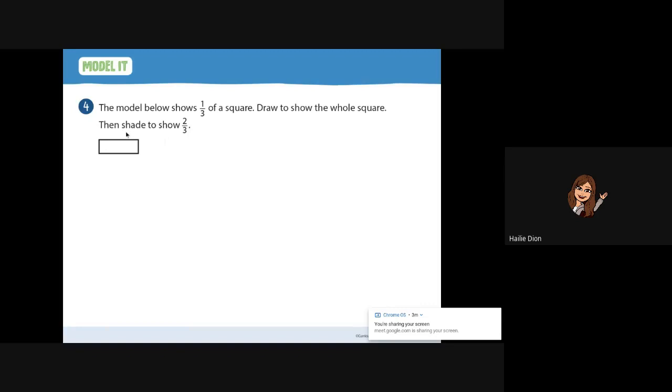And then we need to go back after drawing our picture and shade in 2 out of the 3 rectangles, or 2/3 of our model. So as always, if you need to pause, you can now, and then we're going to see the answer.